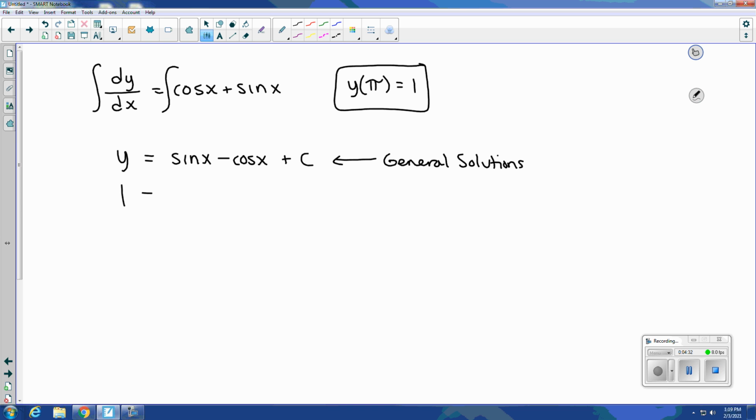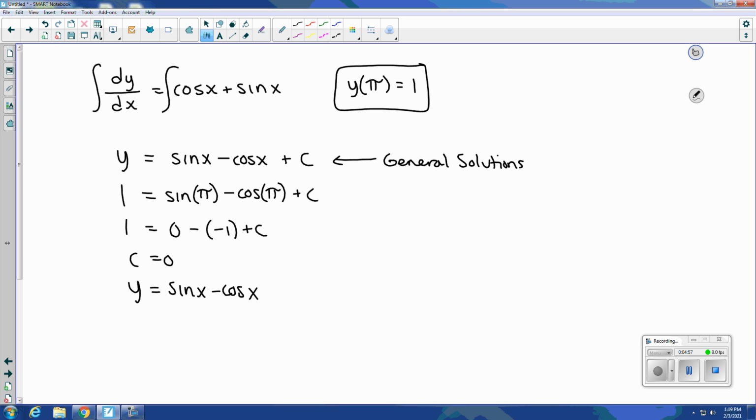We know that this equation equals 1 when our function is evaluated at pi. So we have 1 equals 0 minus a negative 1 plus c. So we have 1 plus c, so solve for c, so c equals 0. As soon as we find the value of c, our solution to this problem with this initial condition, we can plug in that value for c. This is the particular solution. It's particular because this is the solution we get when we implement that initial value or initial condition.